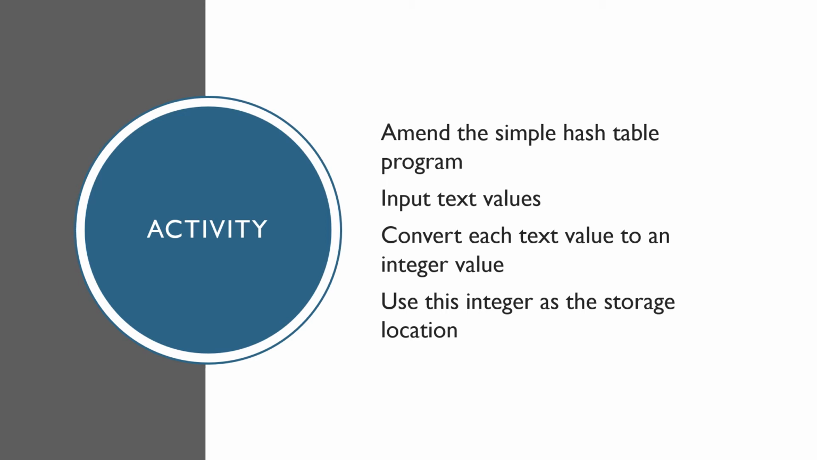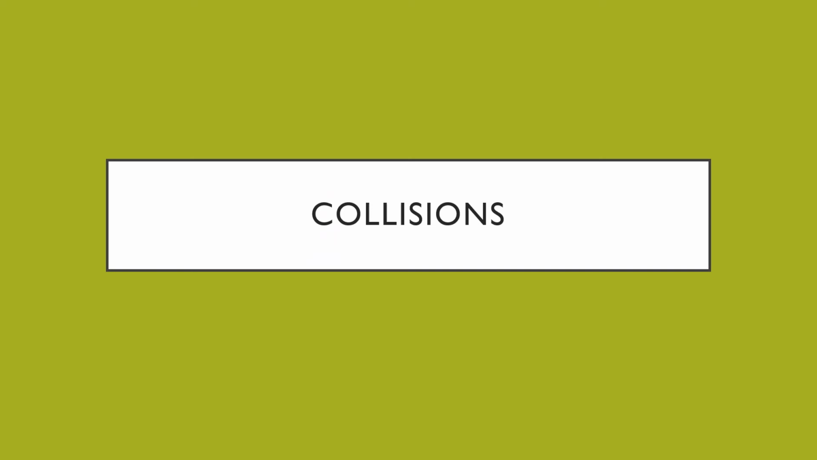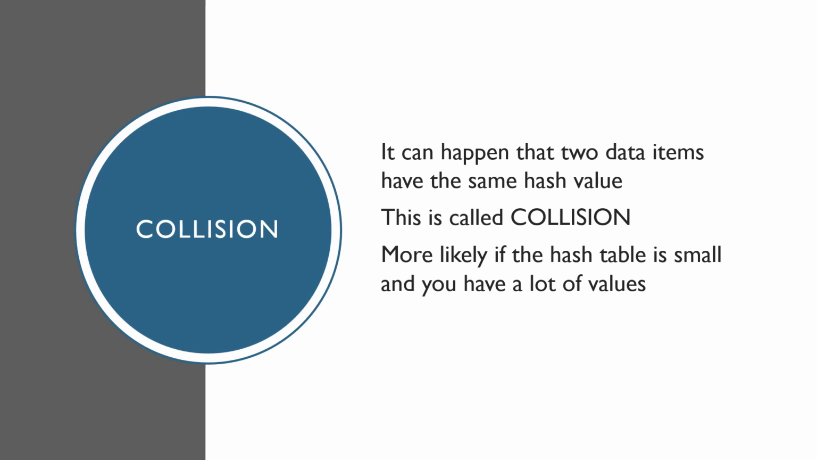So this should work relatively well, but there's still the problem of collisions. In this section, I'm going to show you how to cope with the problem of collisions in the hash table. If two data items generate the same hash value, then the computer will try to store them both in the same storage location. Potentially one data value will overwrite the other. This is called a collision, and the smaller the hash table is, the more likely you are to have collisions.